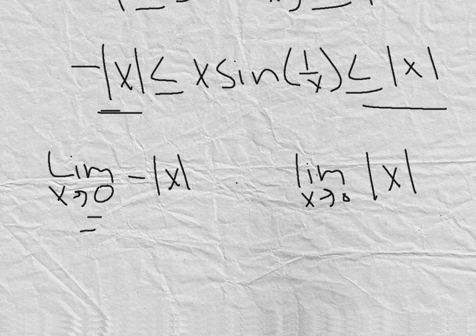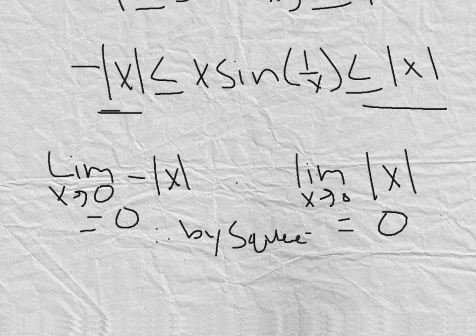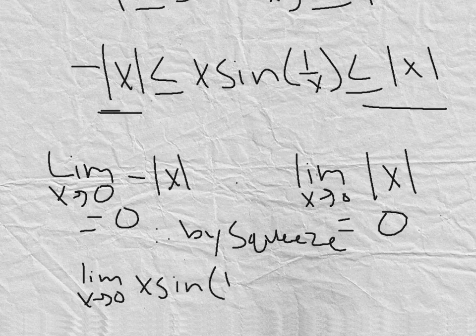And both of these you get 0 when you plug in 0 as the variable. So therefore, by squeeze theorem, the limit as x approaches 0 of x sine 1 over x equals 0.